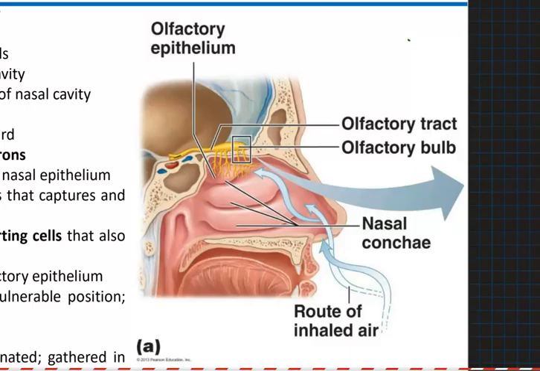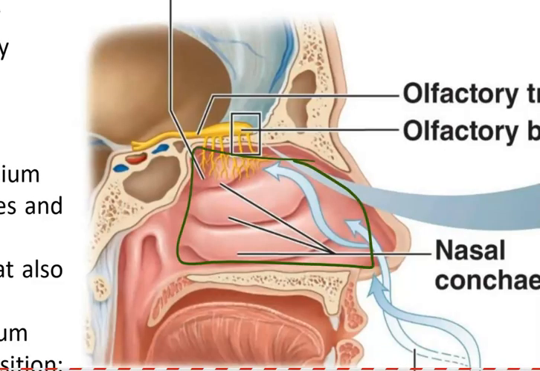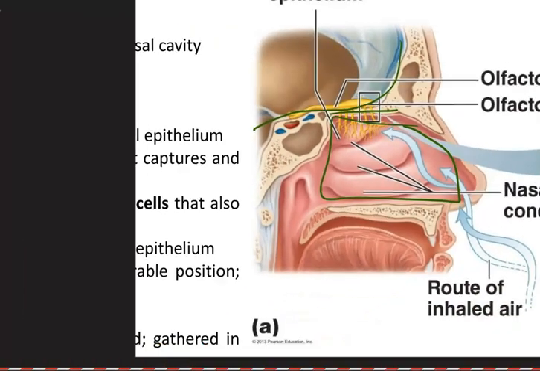So this is the olfactory nerve, and this is the olfactory bulb. I want to point your attention at the fact that the nasal cavity and the brain are actually separated by a very thin layer of bone, which is a part of an ethmoid bone. It's called cribriform plate.